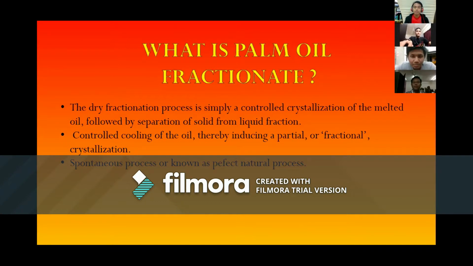Okay, what is palm oil fractionation? As we know, there are three types of fractionation process for palm oil, and the one we choose is the dry fractionation process, where we simply control the crystallization of the melt oil, followed by the separation of solid from liquid fraction. The process controls the cooling of the oil, thereby inducing a partial or fractional crystallization. This is also known as a spontaneous, natural process.